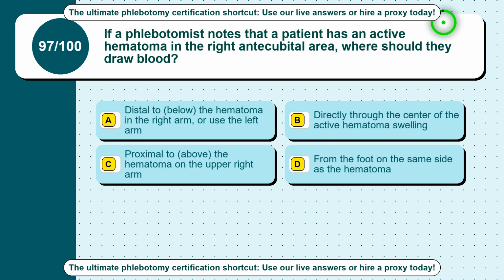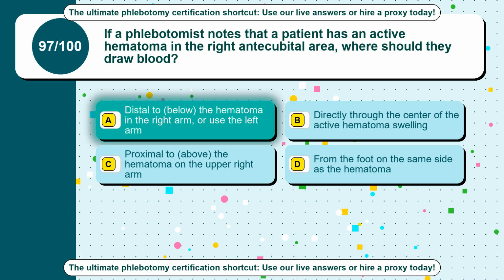Question 97. If a phlebotomist notes that a patient has an active hematoma in the right antecubital area, where should they draw blood? Option A, distal to, below, the hematoma in the right arm, or use the left arm. Option B, directly through the center of the active hematoma swelling. Option C, proximal to, above, the hematoma on the upper right arm. Option D, from the foot on the same side as the hematoma.